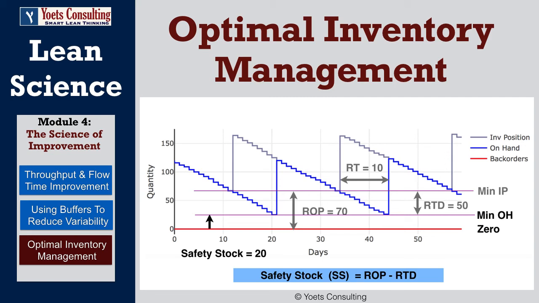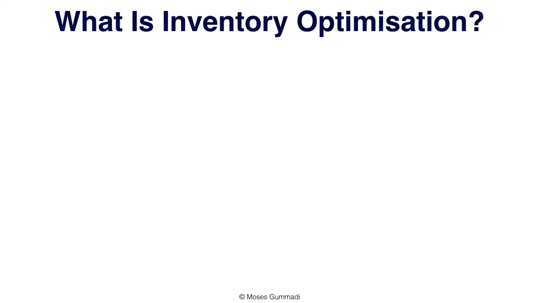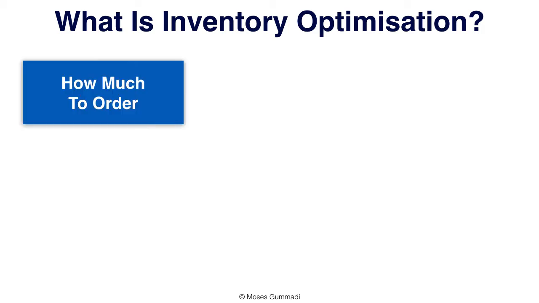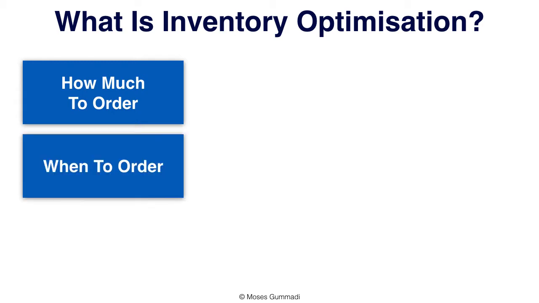Welcome back. In this lesson, I want to talk about optimal inventory management. But what is inventory optimization? What are the questions we should be asking? And how do we know that we are managing the inventory in an optimal manner? So the first question obviously we need to ask is how much to order, right? And the second one is when do you want to order? When should you order in order to ensure that the inventory is at an optimal level?